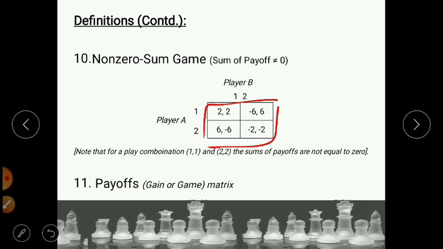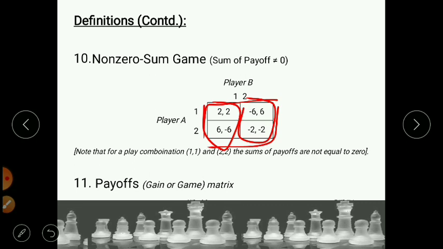The left hand entry in each cell is the payoff to A, right? So here this is the payoff to A and this is the payoff to B. Okay, so the left hand side entry in each cell is the payoff to A and the right hand side entry is the payoff to B.